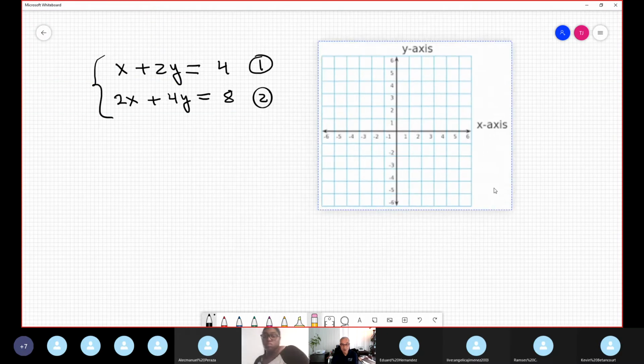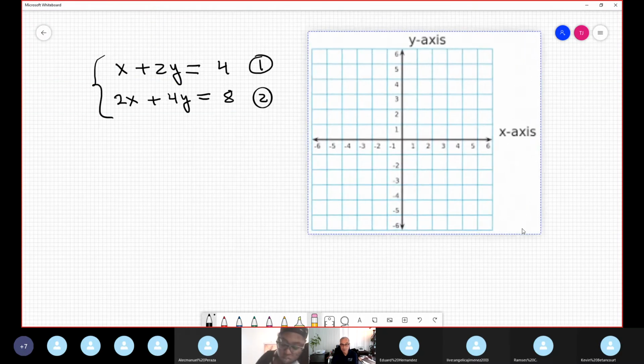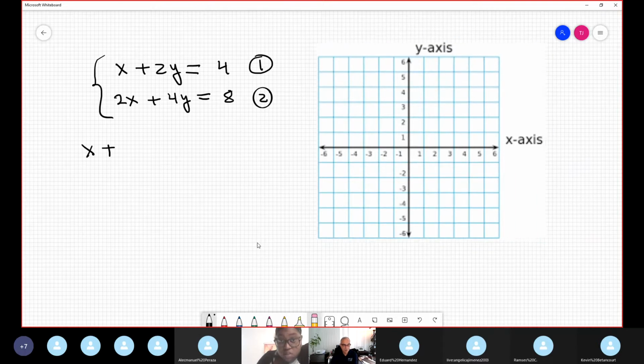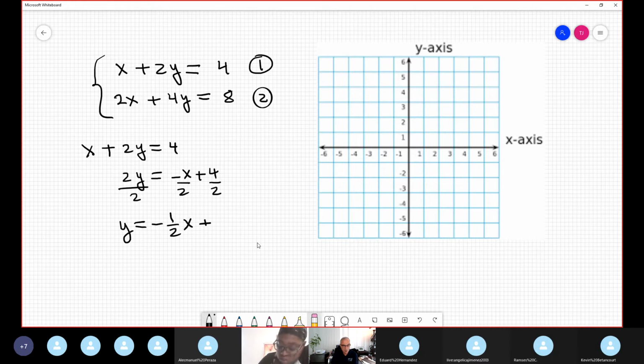Enlarge the rectangular coordinate system. Okay, so I take one by one. The first equation is x plus 2y equals 4. So 2y is equal to minus x plus 4. Dividing everything by 2, y alone is equal to negative 1/2 x plus 2. Therefore, the slope is negative 1/2 and b is 2. I plot the point 0,2, the y-intercept.